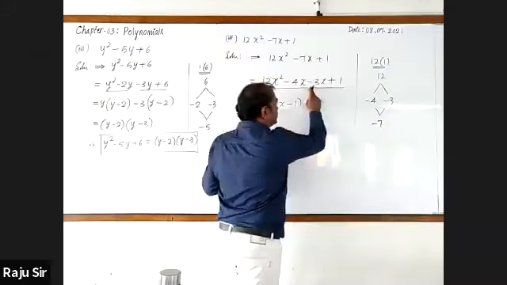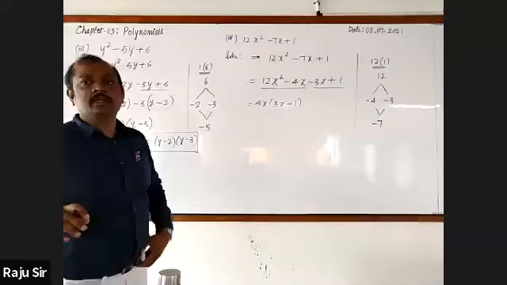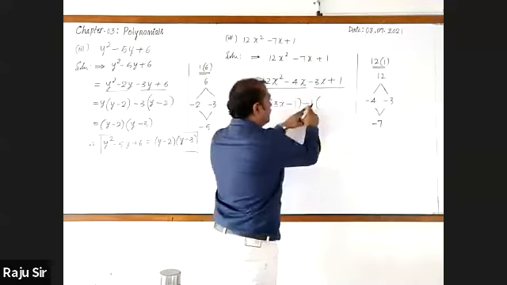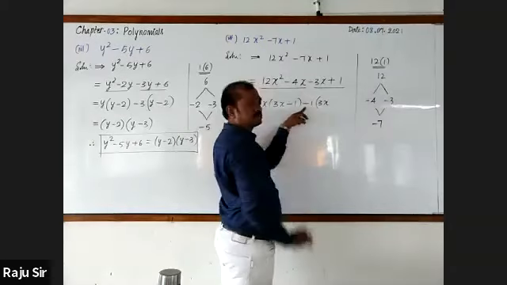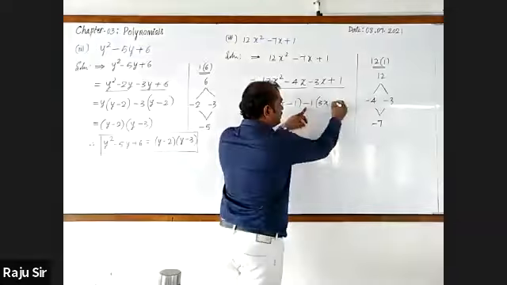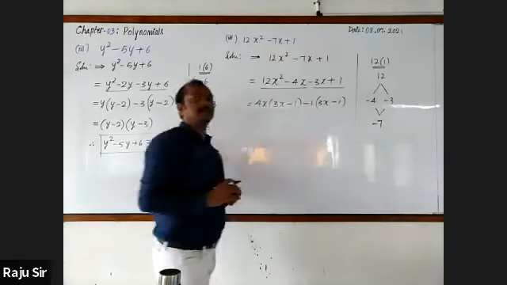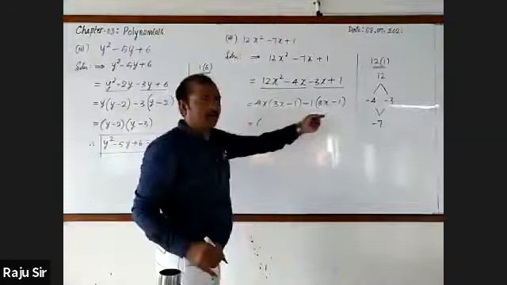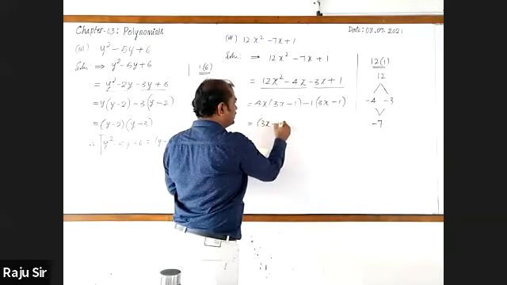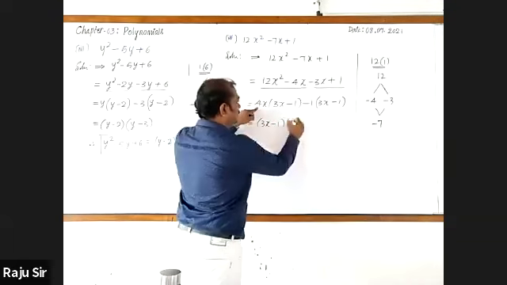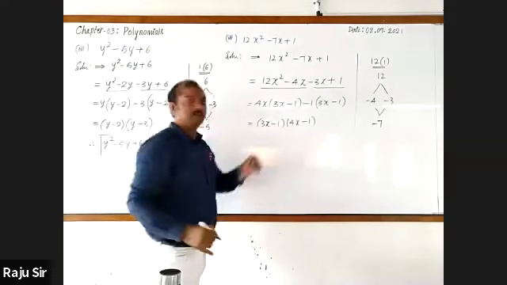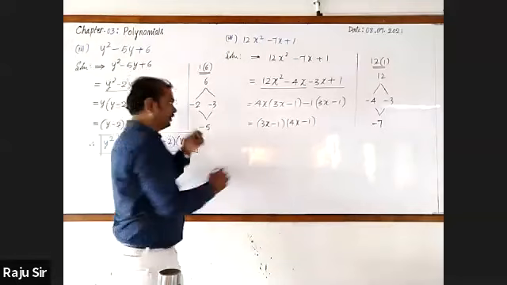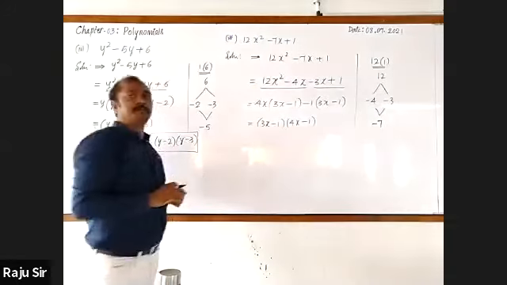Next, in the second group, the common factor is minus 1. So I write minus 1 as common factor. Then minus 1 into 3x is minus 3x. Minus 1 into minus 1 is plus 1. We get 4x(3x minus 1) minus 1(3x minus 1). In the whole statement, 3x minus 1 is the common factor and the remaining terms will be 4x and minus 1. It is 4x minus 1. So this is the factorization of the given polynomial.